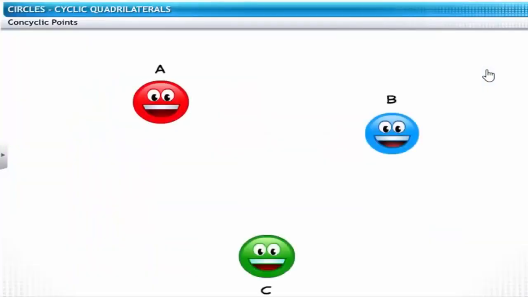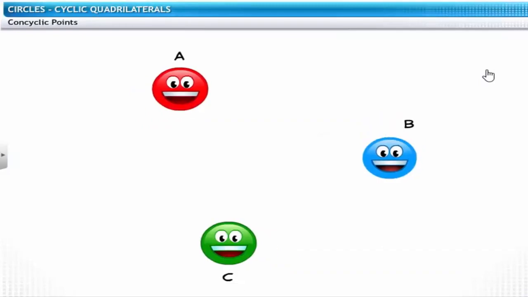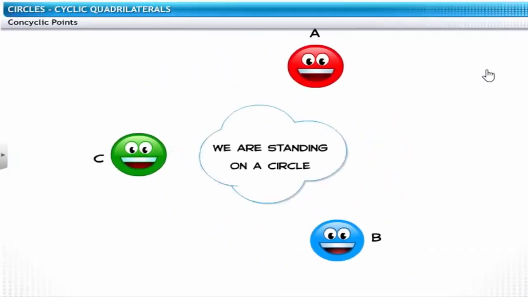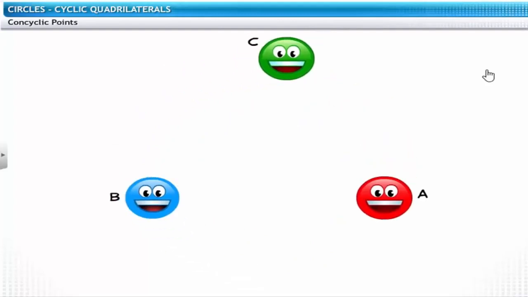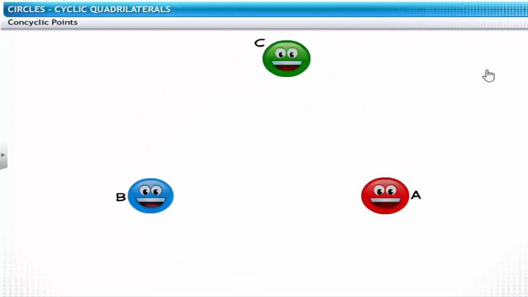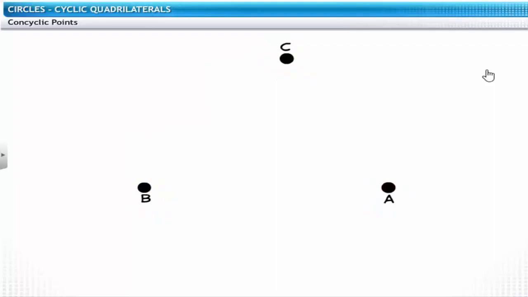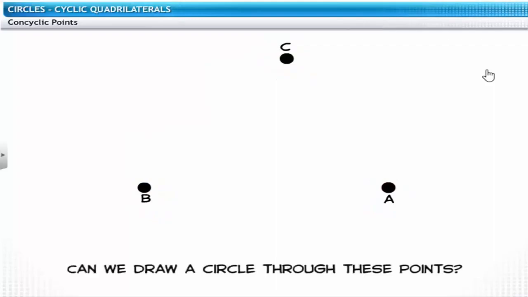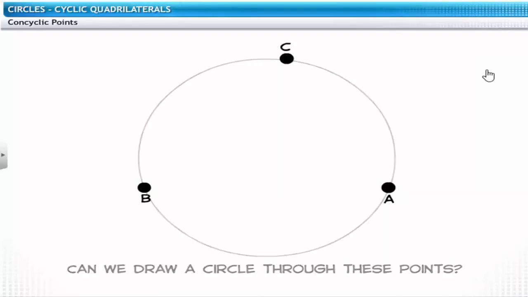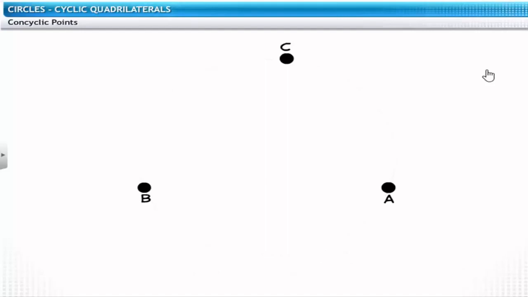Here we have three friends, A, B and C. Wherever they stand, they say that they are standing on a circle. Is this true? Let us freeze them in this position and find out. We will know they are telling the truth if we can draw a circle passing through the positions of A, B and C. Okay, let us begin with the construction.